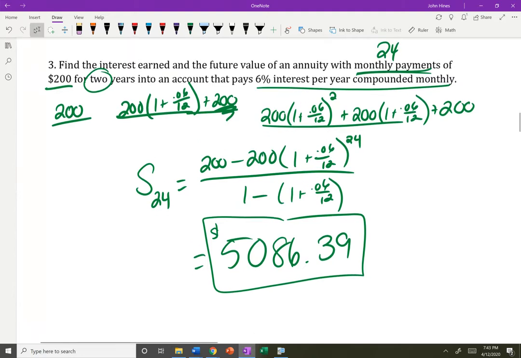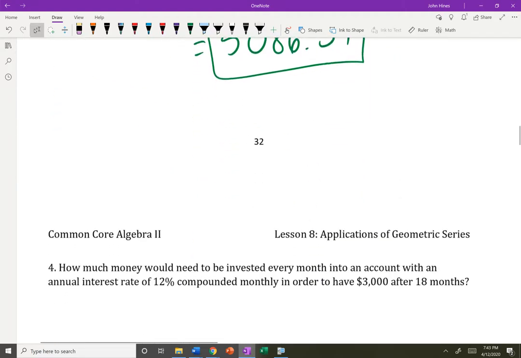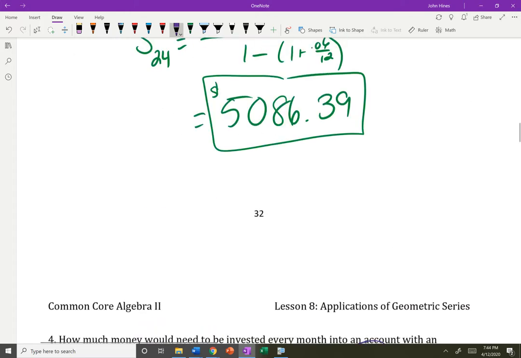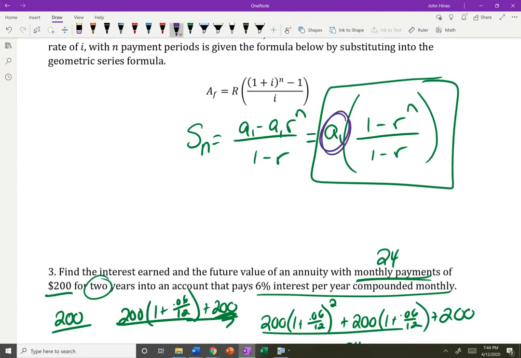So when you see these annuity, retirement type saving problems, it's a geometric series that we're going to use. How much money would need to be invested every month into an account with an annual rate of 12% compounded monthly in order to have $3,000 after 18 months? So notice, I don't know what I'm putting in each month. I know the series equals $3,000. So here, I want to solve for that A1, that thing I keep adding each month.